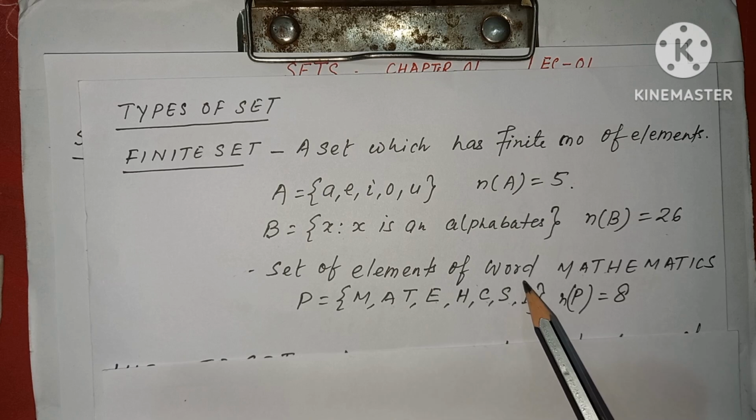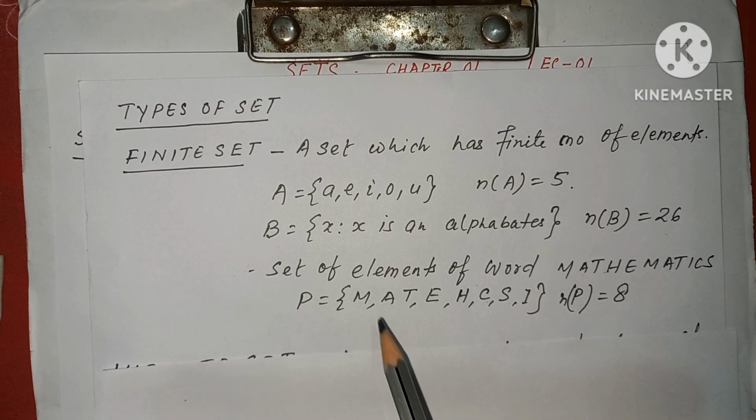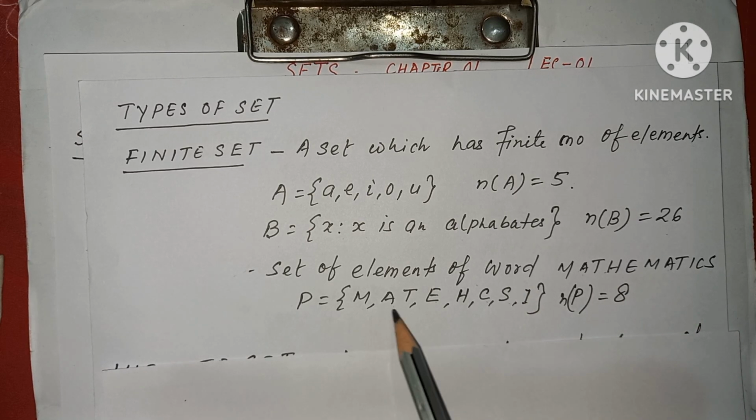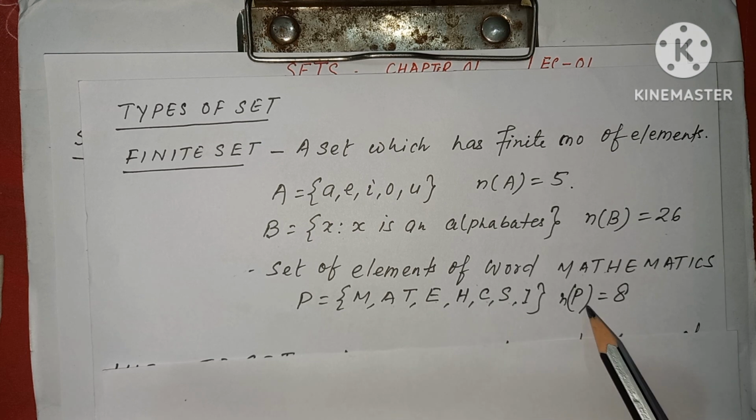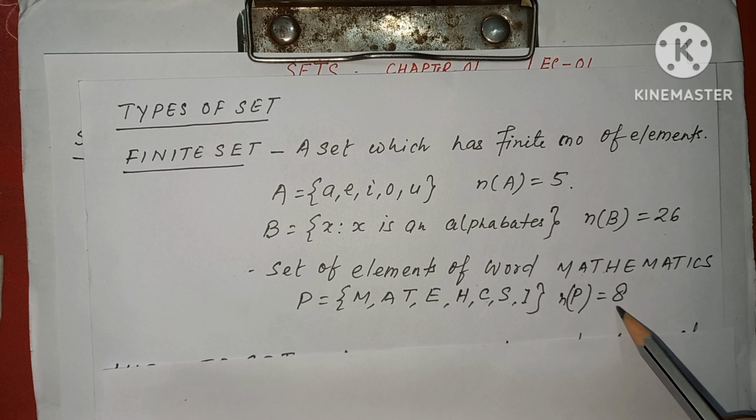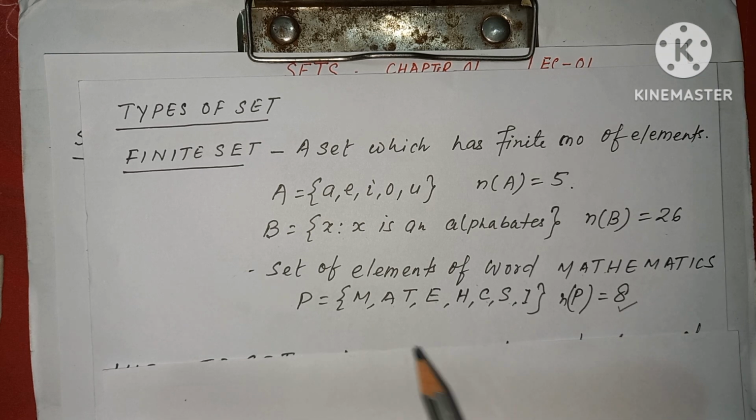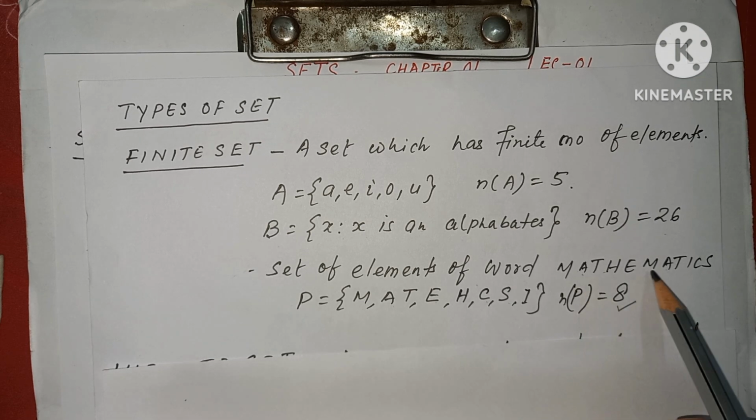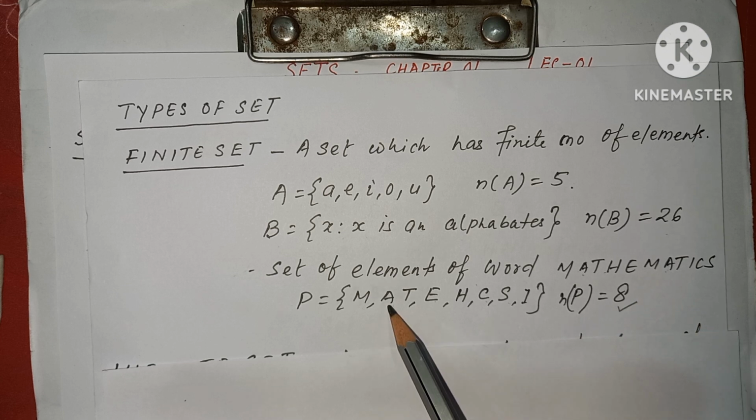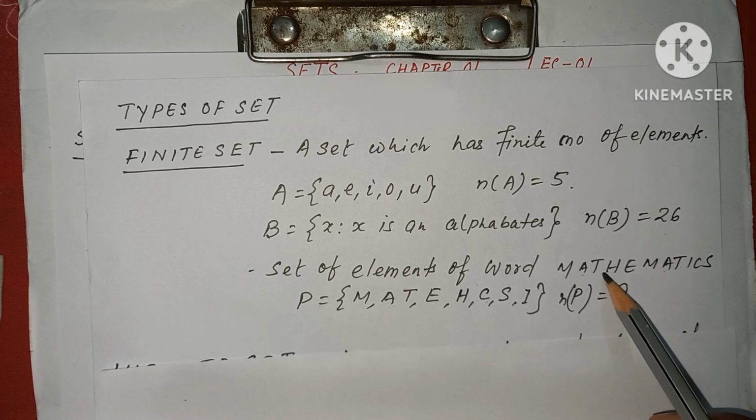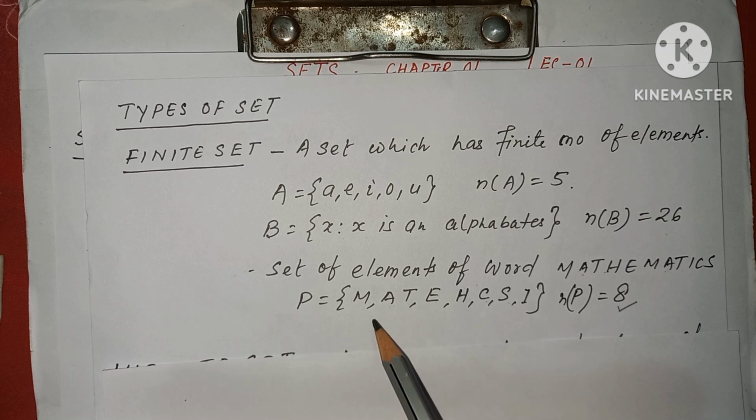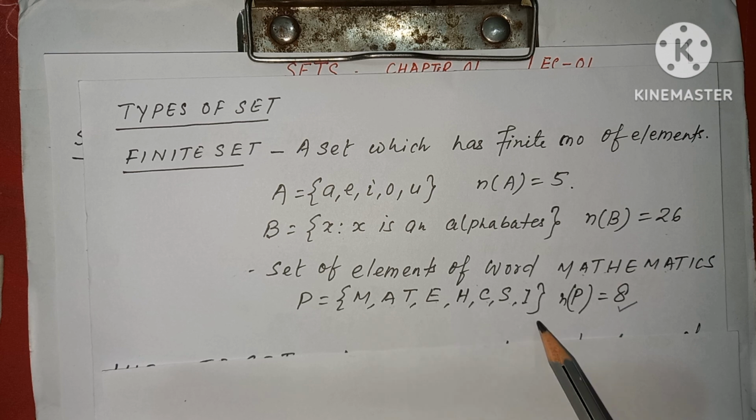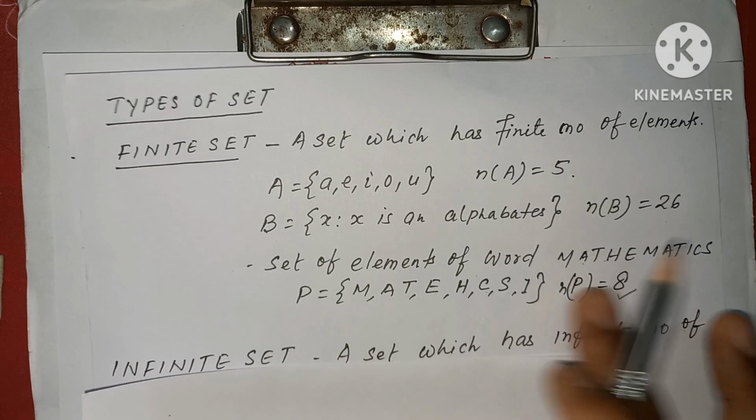The set of elements of the word mathematics. So you can see here these are the letters M, A, T, E, H, C, S, I and the number of elements in this set is 8. यहाँ पर A 2 बार आया हुआ है लेकिन यहाँ एक ही बार लिखा गया है। T 2 बार आया है, यहाँ एक ही बार लिखा गया है। That means सेट में जो एलिमेंट्स लिखे जाते हैं उन्हें रिपीट नहीं किया जाता है.